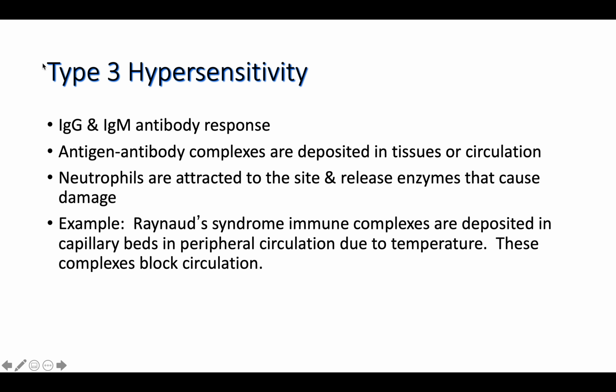Antigen-antibody complexes are deposited in the tissue or the circulation. Neutrophils are attracted to the site and release enzymes that cause damage. An example of these would be Raynaud syndrome. Immune complexes are deposited in the capillary beds in the peripheral circulation due to temperature. These complexes block circulation. So this is the one that is tissue specific only, or type 3 hypersensitivities.